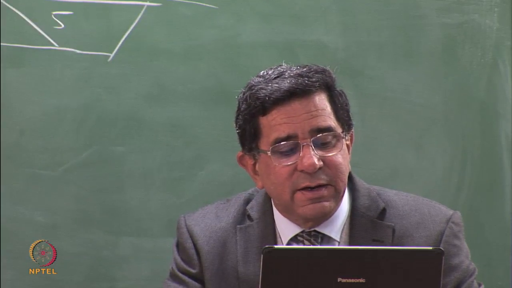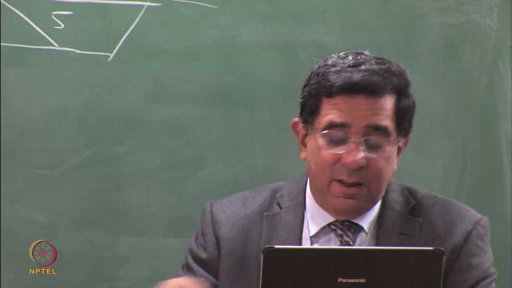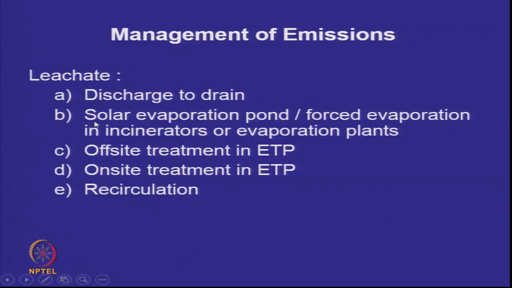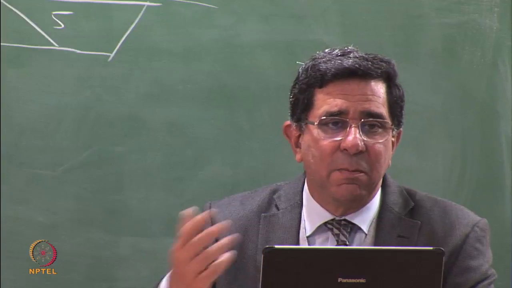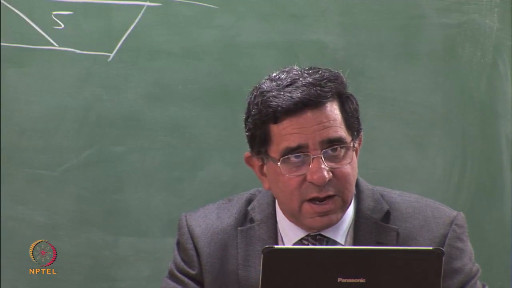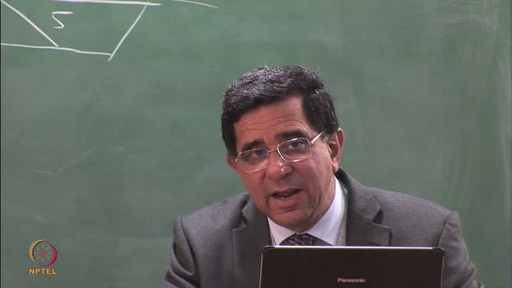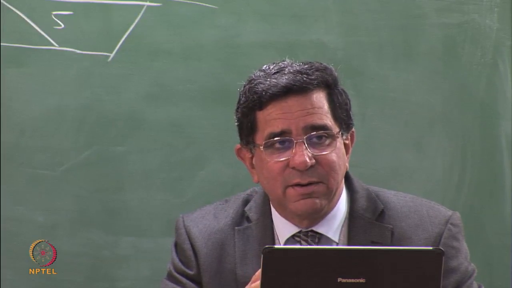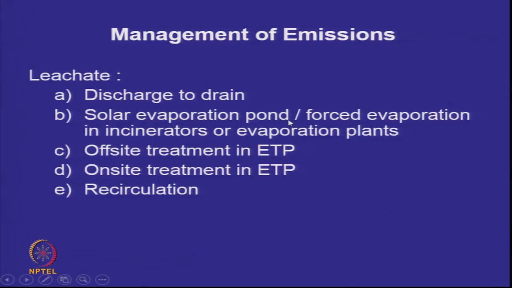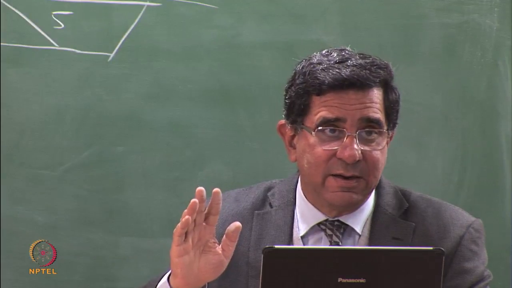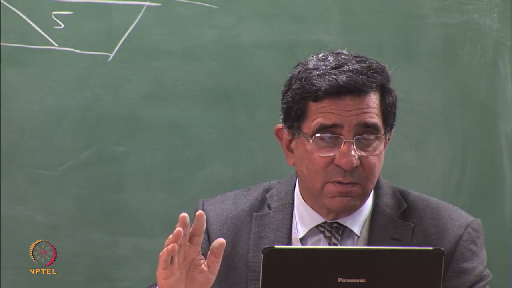So how do we treat it? One of the options is, if you have a net more evaporation than precipitation, then you can make solar ponds. You know, you have the evaporation and precipitation figures for your area. If you find that at the end of the year, all of this will evaporate, then you can put it in a solar pond. This is what people do. But solar evaporation ponds give you a lot of smell. So there's an odor issue at your site. It's not the best way to do this.